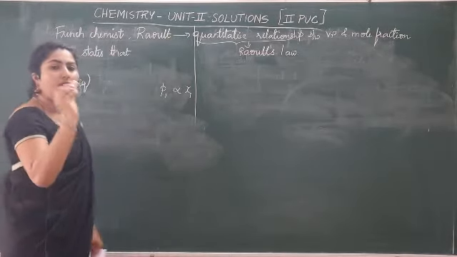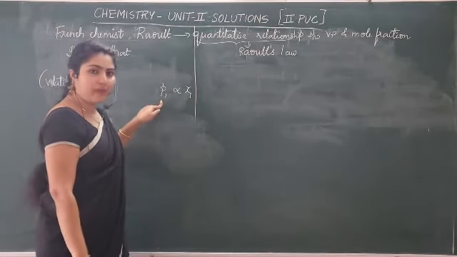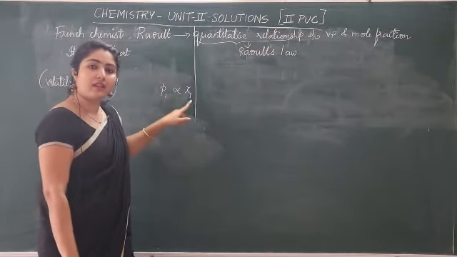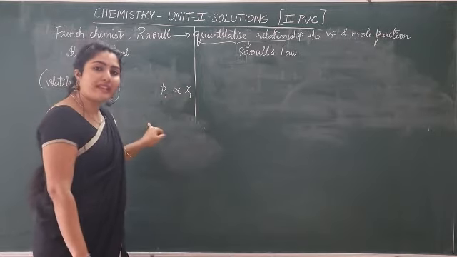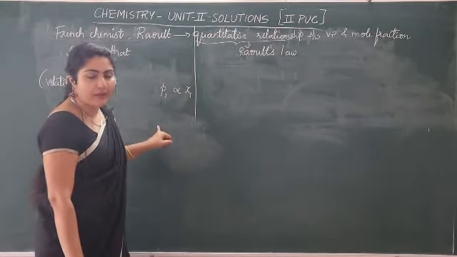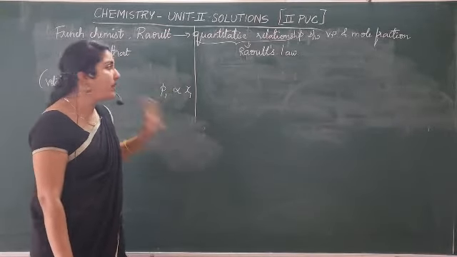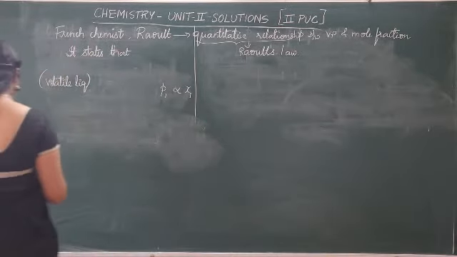That means if you have taken two components, 1 and 2, then the first one's partial vapor pressure will be directly proportional to its mole fraction. Same way, if you take the second component, its partial vapor pressure will be directly proportional to its mole fraction. Are you getting it? So I'll write the statement properly as it is important.